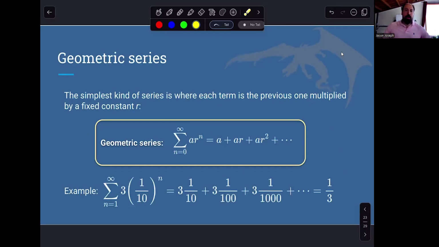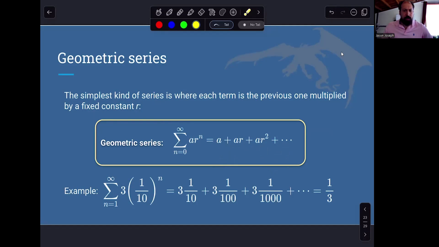So the first kind of series that you study is geometric series. They're the simplest kind. And what makes a series geometric is that from one term to the next, we multiply by a fixed constant, which is generally called R. So here's an example. 3 times 1/10 to the n from 1 to infinity.